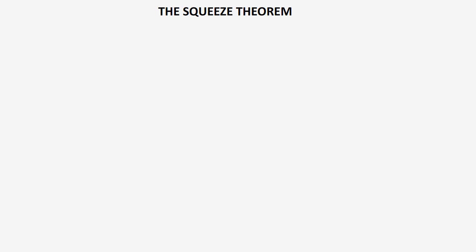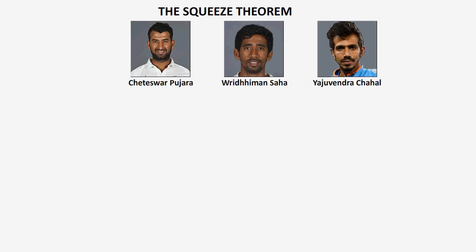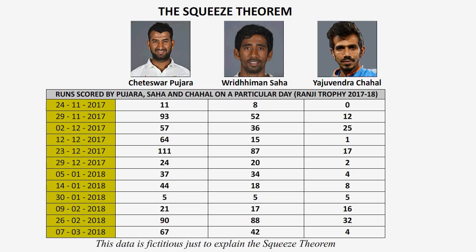I think the squeeze theorem can be best explained by a practical example. Let us pick three cricket players from the Ranji Trophy tournament played last year. Let them be Pujara, Saha and Chahal. Now, suppose we collect the data of how many runs they scored on a particular day.